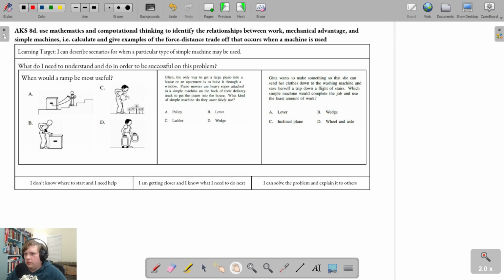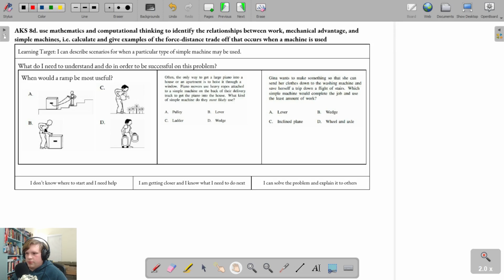Okay, so being able to identify them, we should all be good at that. Next learning target, I can describe the scenarios for when a particular type of simple machine may be used. Okay, so we have our scenarios as we look through it.